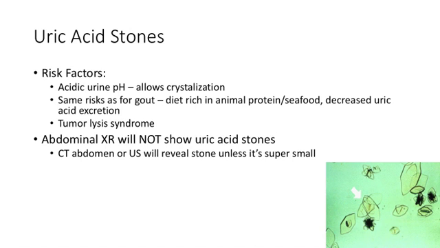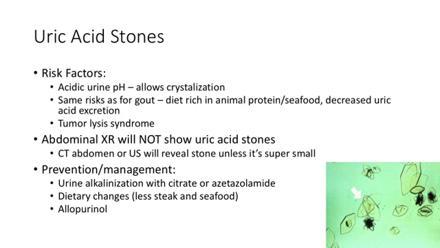And the abdominal x-ray will not show a uric acid stone, but you shouldn't be ordering that anyway on the exam, because the CT abdomen and the ultrasound will show it unless it's really tiny. And the management for this is pretty straightforward. We want to alkalinize the urine with citrate or acetazolamide, which is a bicarbonate inhibitor, diuretic. It increases bicarbonate inside the kidney, so it's going to alkalinize the urine. And you can give them dietary changes, but they're smart, they're not going to do it. And then allopurinol can decrease uric acid production. That's something you should know as a treatment option for these people long term.